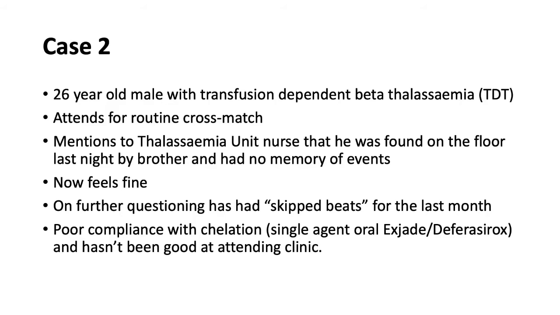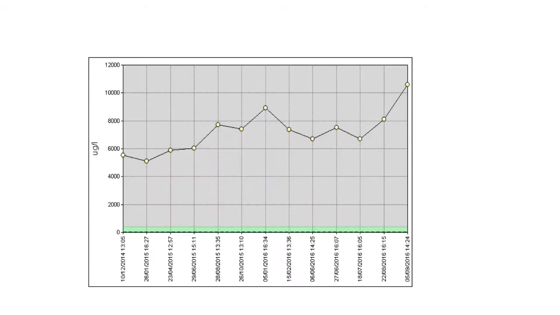At the time of being seen by the nurse, they felt fine, but on further questioning reported skip beats for the last month and dizzy spells. We know, based on this patient's serum ferritin levels and previous imaging, that they've got poor compliance with chelation, and they're currently on single agent oral XJ, but haven't been good at attending clinic reviews.